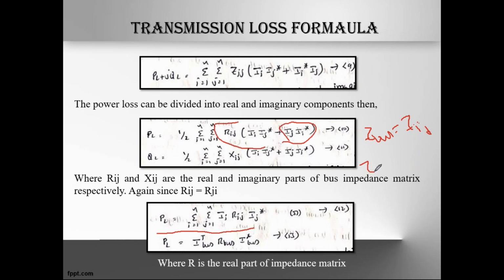But the Z value is a combination of real and imaginary part, right? But I am considering only the real part. So Z bus Z is equal to R.